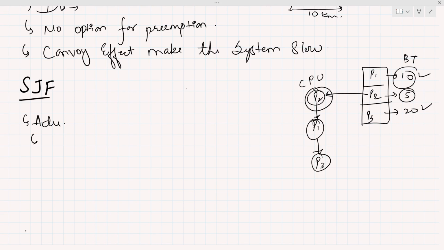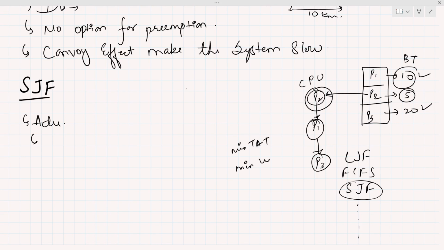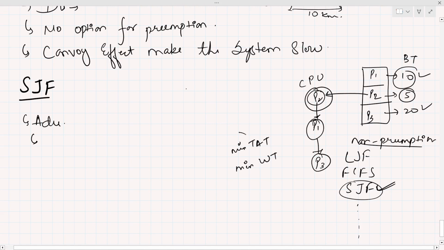But if you solve a problem with any of the scheduling algorithms, like longest job first, FCFS, or SJF, what is the motto of CPU scheduling? To get a minimum turnaround time and minimum waiting time. So SJF is one among all the non-preemptive algorithms that gives us the minimum turnaround time and the minimum waiting time.